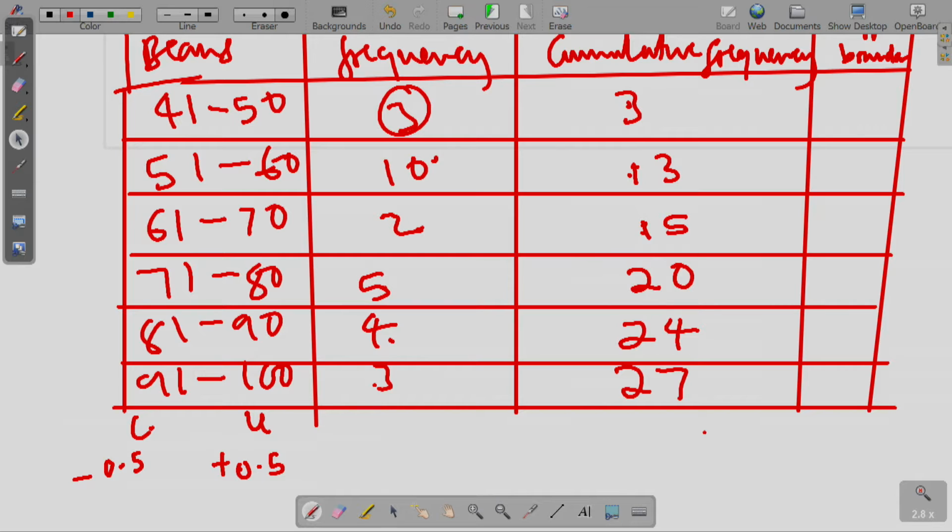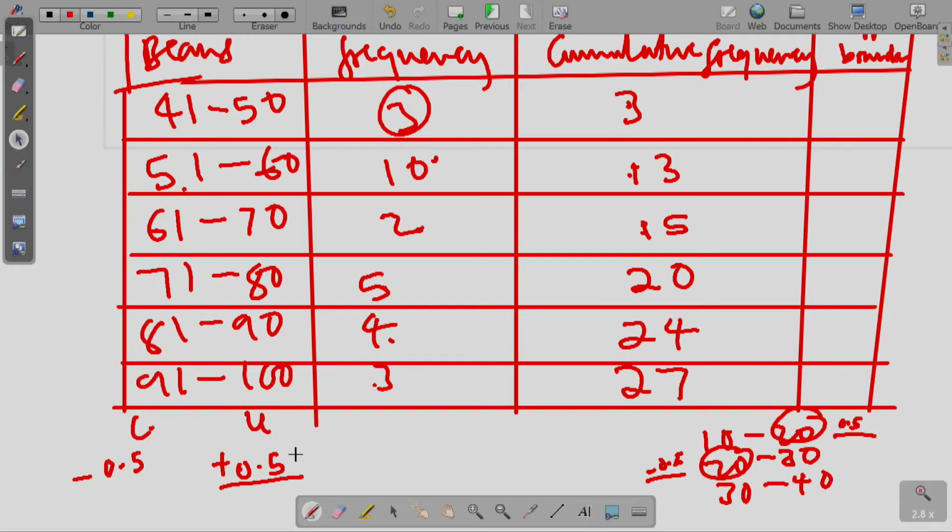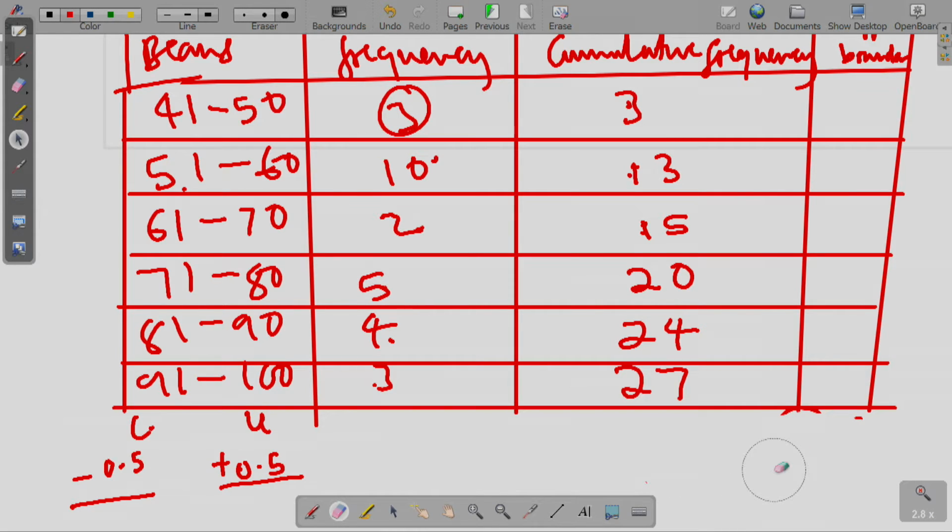But if our data was in this form, 10 up to 20, 20 up to 30, 30 up to 40, here there is no need of adding 0.5 and minus 0.5 when finding the upper boundary or lower boundary. But here our data ranges from 41 to 50, and here we have 51, not 50. We have 51 up to 60. So we add 0.5 on the upper limit to obtain the upper boundary, and we minus 0.5 on the lower limit if we want to find the lower boundary.